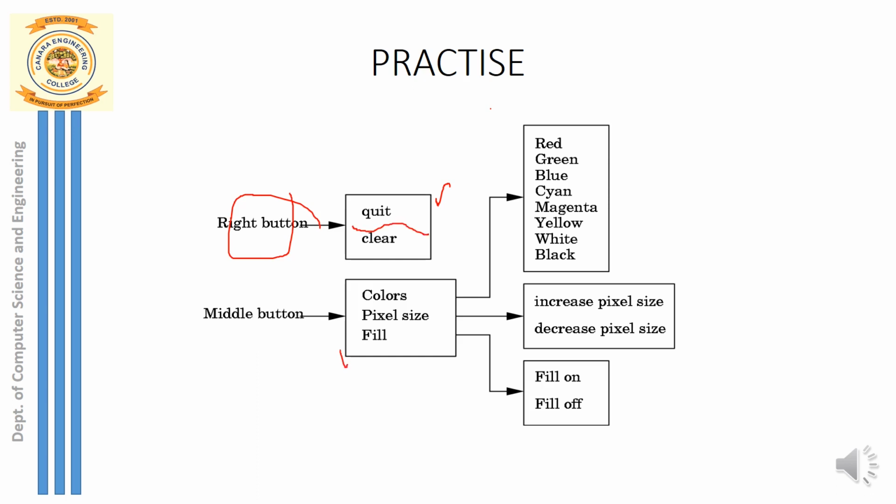Assign one more button to a new menu. Create one more menu on the screen, but this time assign the middle button and have three options in it. One is color, next is pixel size, third one is fill. And create three submenus. For color, you can create a submenu with all these options. For pixel size, you can create a submenu with these two options. And for fill, you can create a submenu with fill on and fill off options. For all these options, you can assign your own conditions. And then remember to redisplay the graphics.